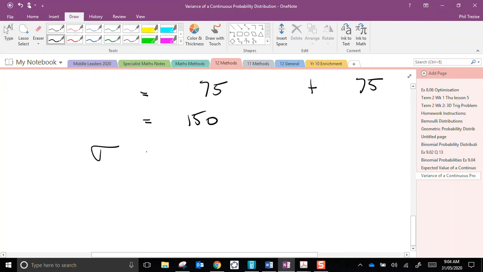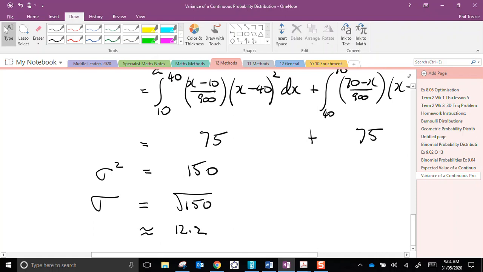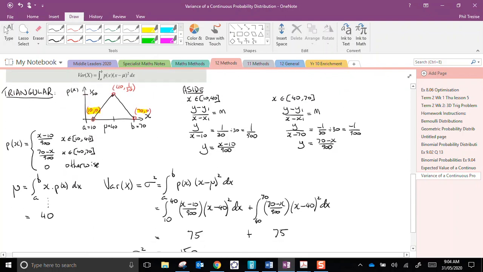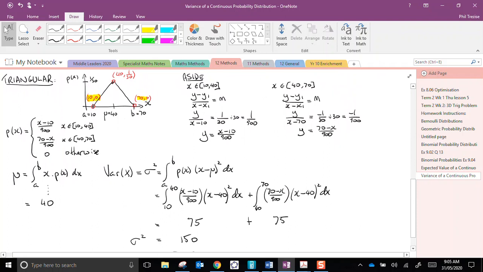The standard deviation then, remember, variance is sigma squared, is the square root of 150, and that's approximately 12.2. So we've seen here how to do the variance of a triangular probability distribution. I happened to choose one which was symmetric. The same processes would work if it was not symmetric, but we wouldn't be able to take the shortcut then of saying that the mean was halfway in the middle. We would have had to do this calculation in full, just like we did last time.